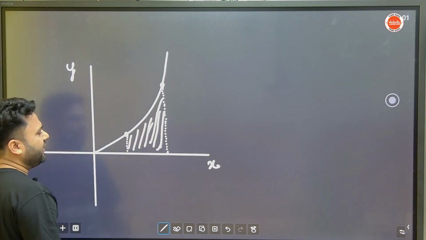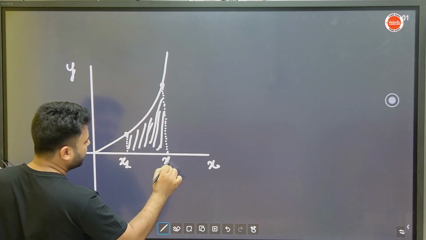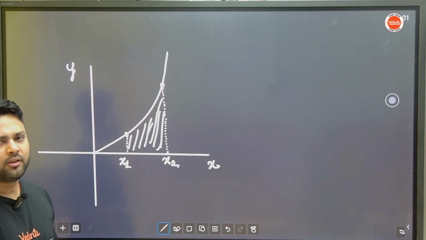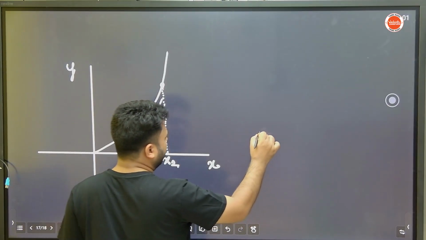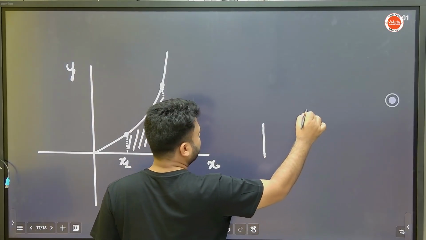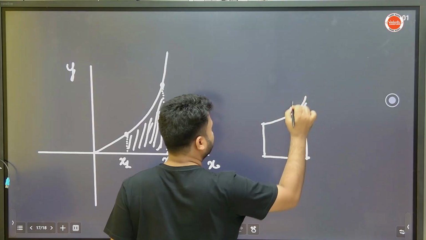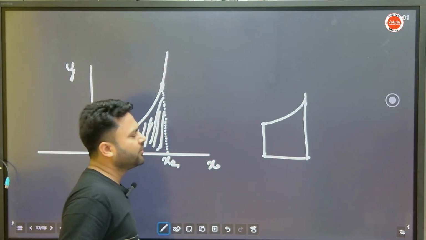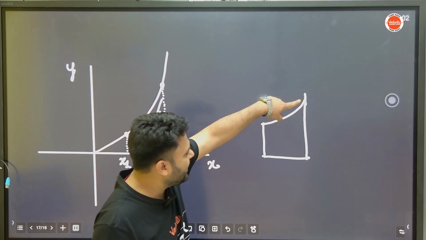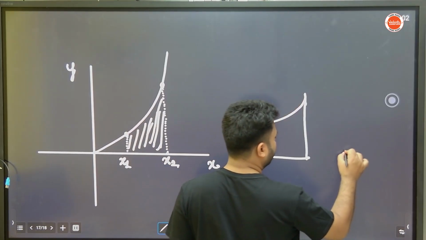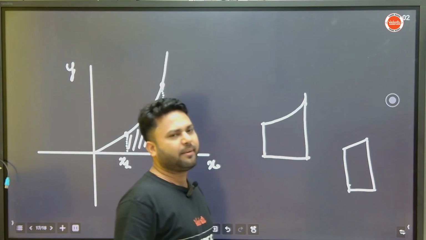How are we going to calculate? Suppose this is x1 and suppose this is x2. Now see, don't think that this is a trapezium. Some might be thinking that here one line, here one line, here this is like this, and here this is like this, so this is a trapezium. No, this would have been the trapezium if this was a straight line like this. Then this would have been the trapezium.